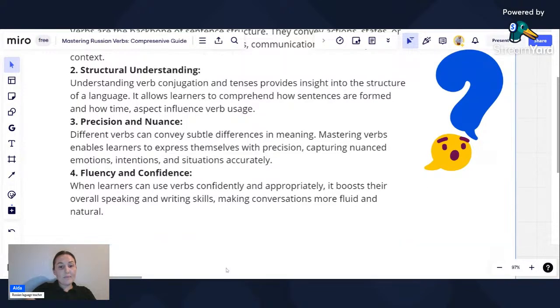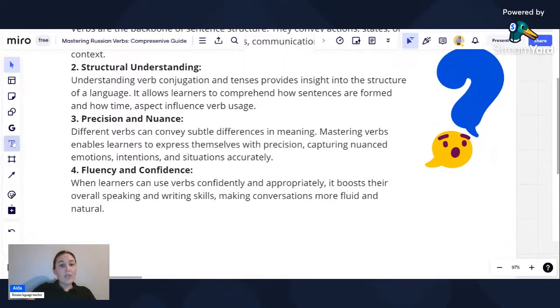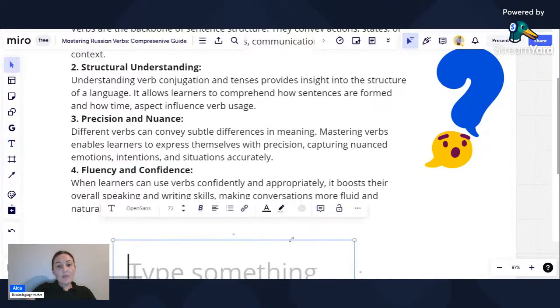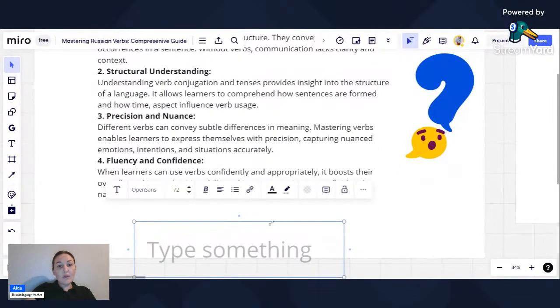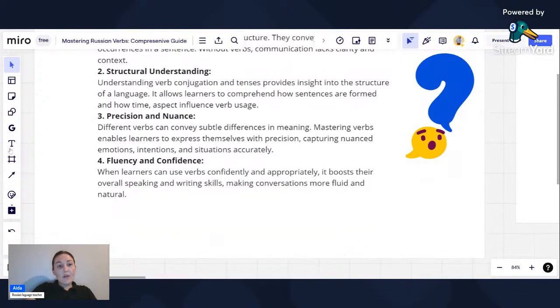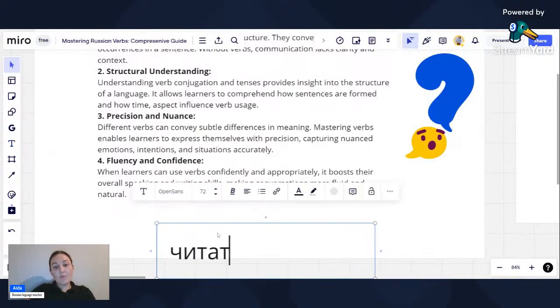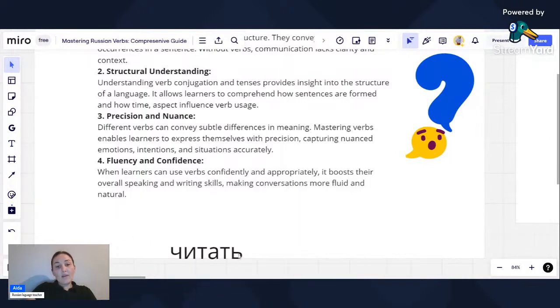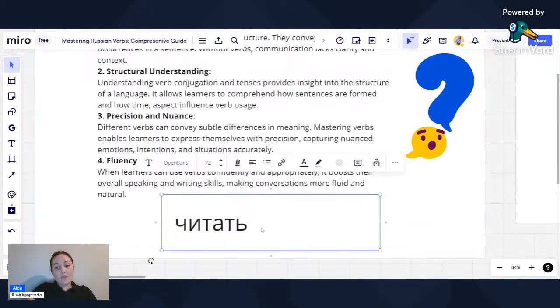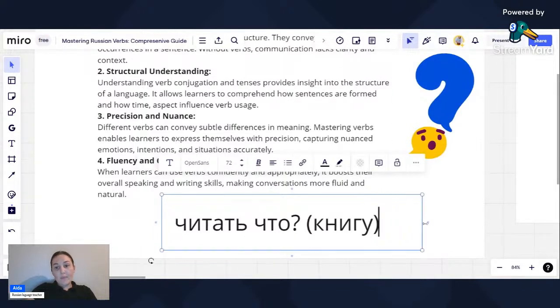Russian verb читать. Читать, which means to read. If you learn this verb, I recommend that you learn it with the question читать что. It means that you have to use the accusative case after this verb. Читать что? For example, читать книгу. It's important because if you know the question, you can use the correct case.